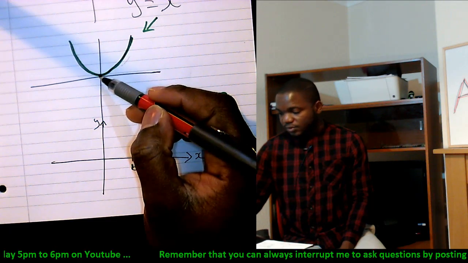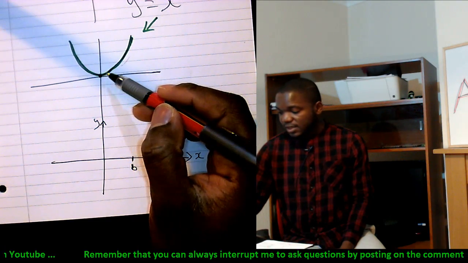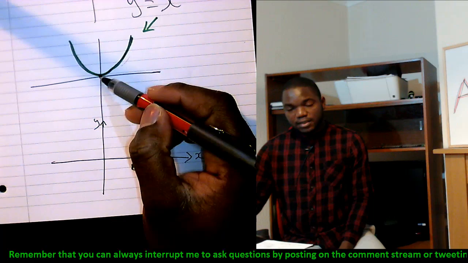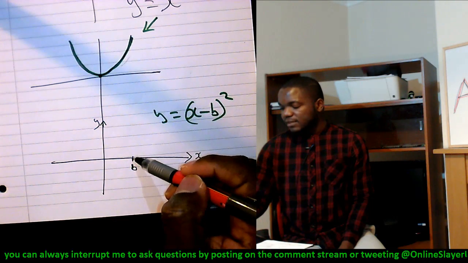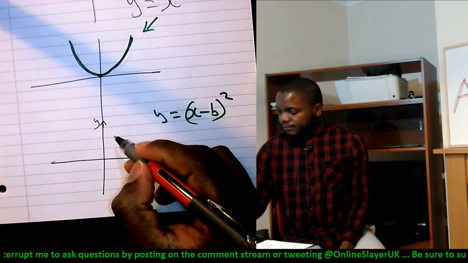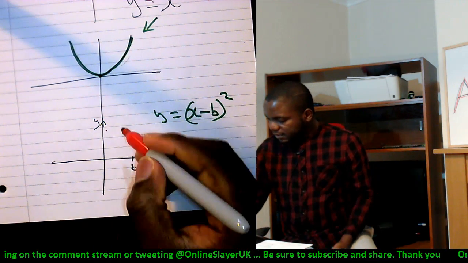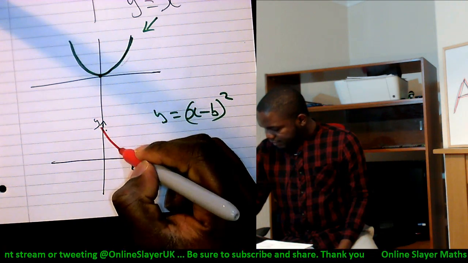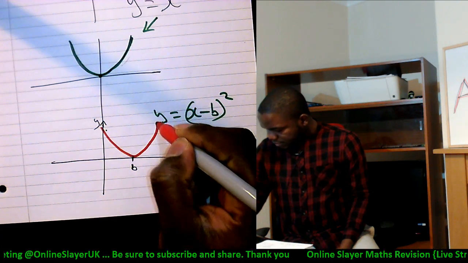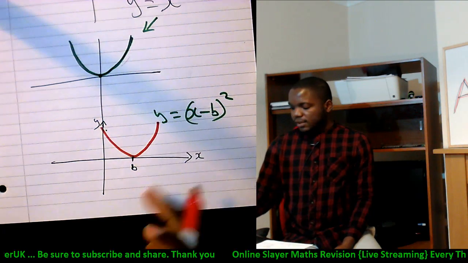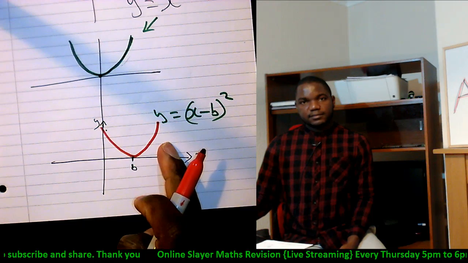Minimum point, which we can see here, its root at the point x equals 0. It's going to have its minimum point at the point x equals b. And this is the way it goes. Still the same graph, we're only going to shift it to this point. And this is x minus b all squared.